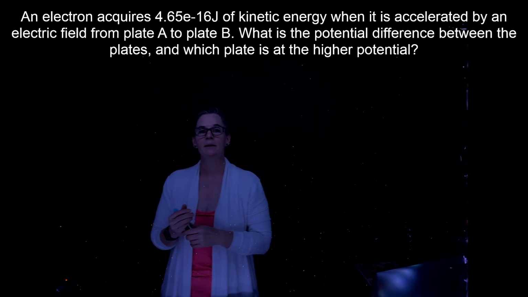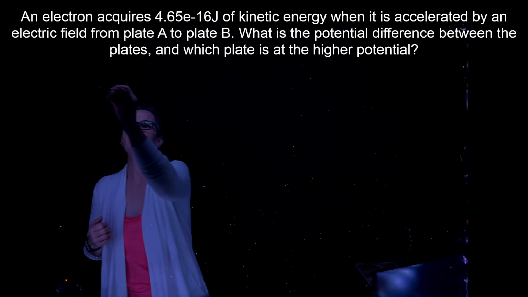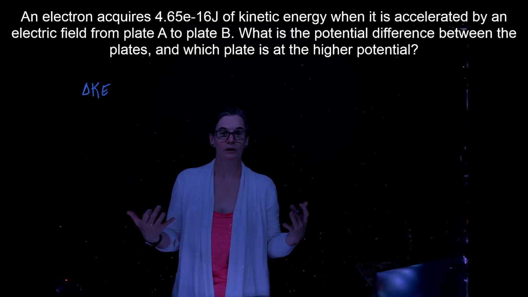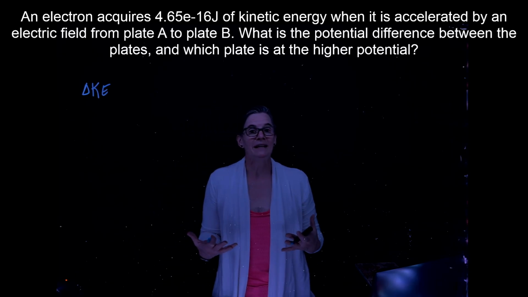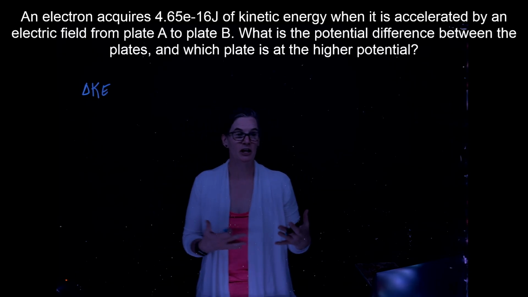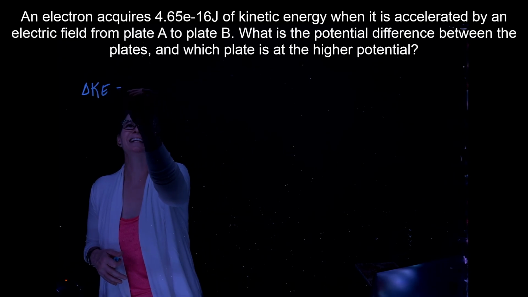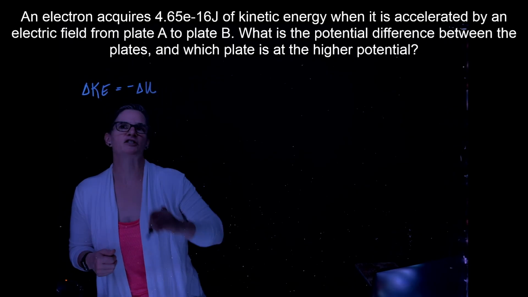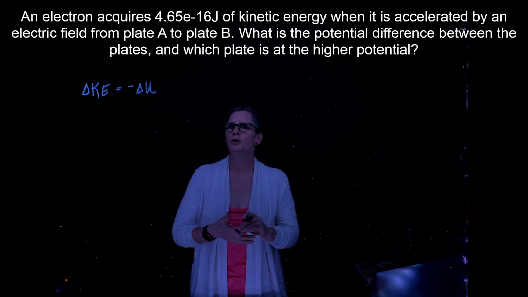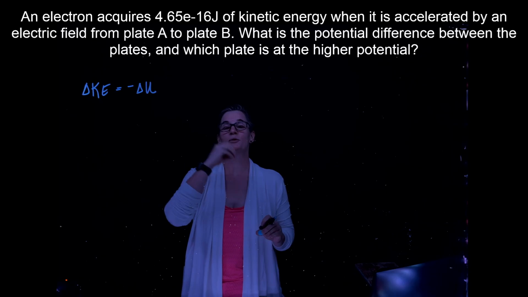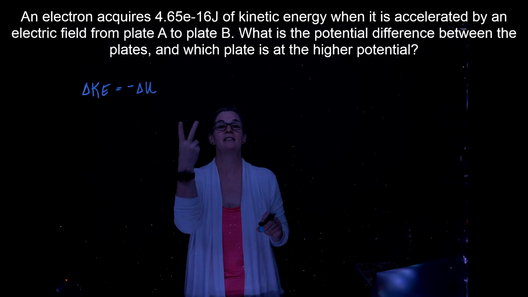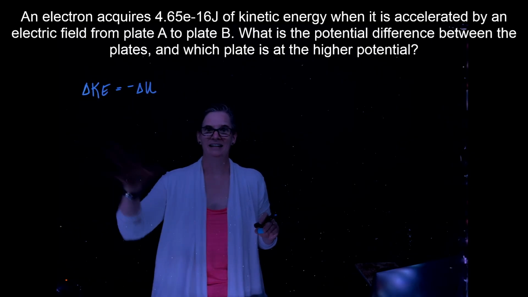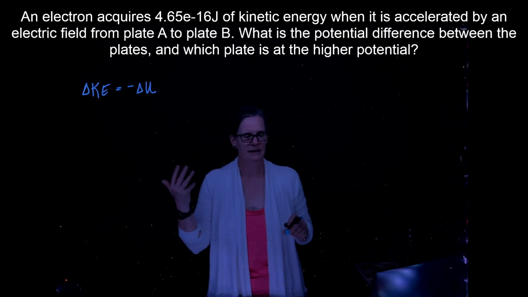So when we go back to thinking about our work-energy theorem, we know that the change in kinetic energy is equal to the work. And we know that the work is equal to minus the change in potential energy. So this leads to our change in kinetic energy equaling minus the change in our potential energy. You can go back to your Physics 1 material, when you were first introduced to the work-energy theorem with conservative forces and conservation of energy, and that is where this stems from.